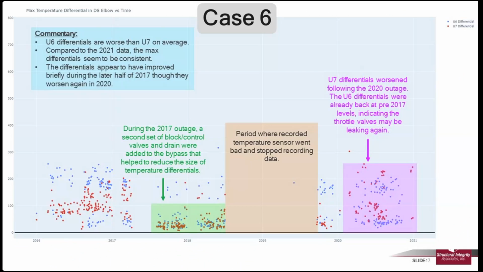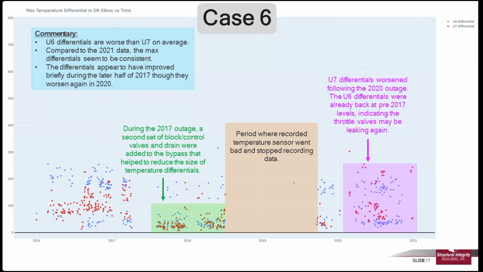Then you can see each one of these dots is a startup on either the Unit 6 or Unit 7 bypass. And what you see pretty quickly is, okay, after 2016, Unit 6 has a lot larger events. They're frequently greater than 200 degrees. Unit 7 is a little bit lower. They actually did an outage here in mid-2017, so that's where you'll see the drop-off in data.